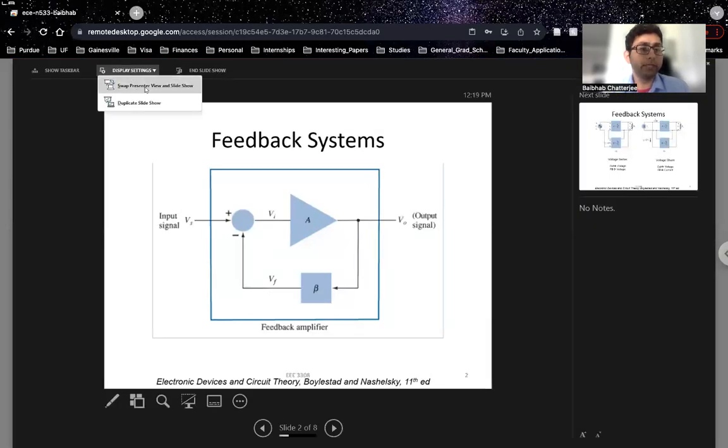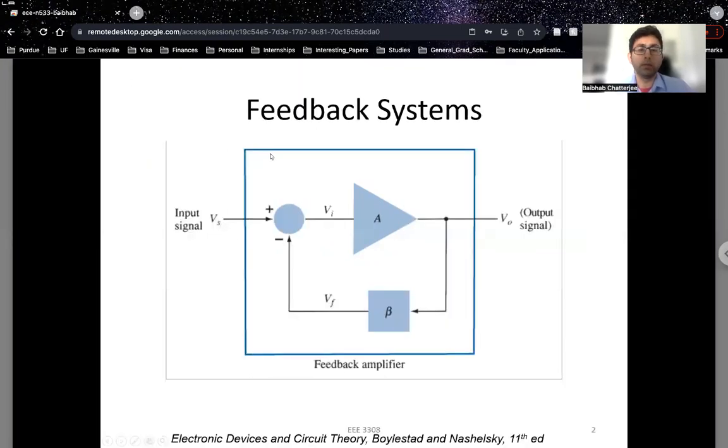So what you have here is an example of a feedback system. And what feedback means is that if you have an input Vs coming in, and then you have a gain in the feed forward path, or an amplifier in the feed forward path, which is A. Again, this is just AC amplification. There is no concept of DC amplification in this course.